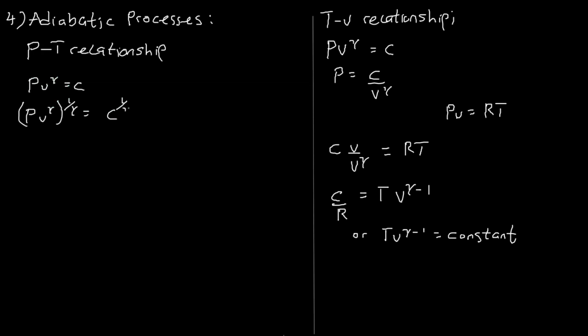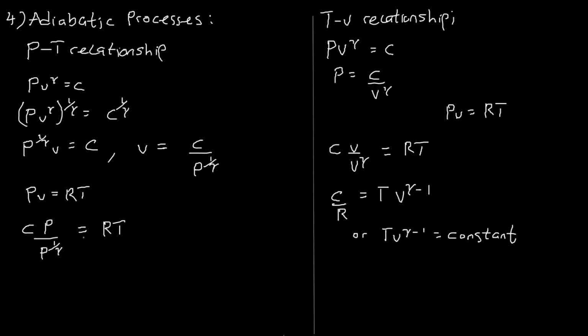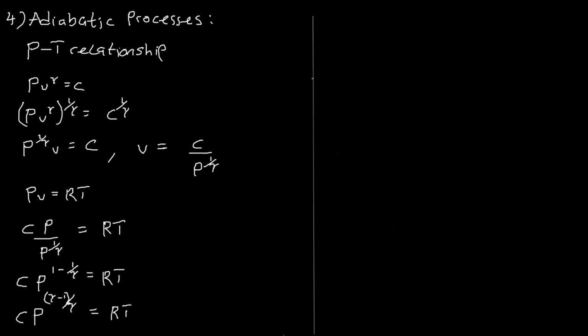And for our pressure-temperature relationship, if PV to the power of gamma is constant, then we can rearrange this, making V the subject of the formula, and V equals C divided by P to the power of 1 over gamma. Substituting into the ideal gas equation and simplifying, we obtain our PT relationship as T divided by P to the power of gamma minus 1 all over gamma is constant.